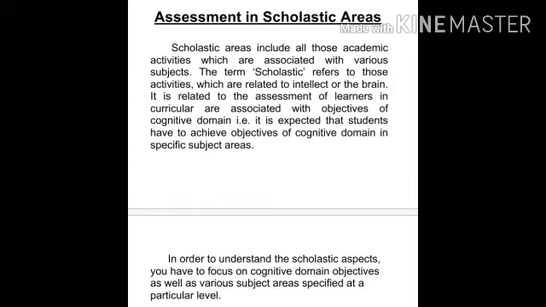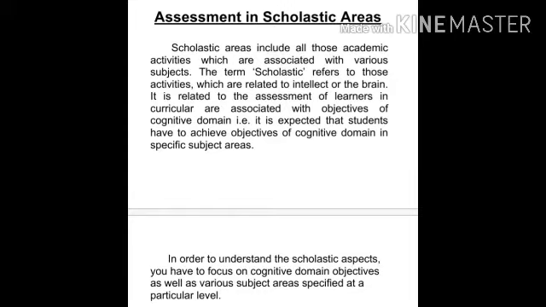It is related to assessment of learners in curricular subjects. It includes assignments, projects, practicals, etc. Sometimes these activities are associated with objectives of the cognitive domain, like it is expected that students have to achieve objectives of the cognitive domain in specific subject areas.